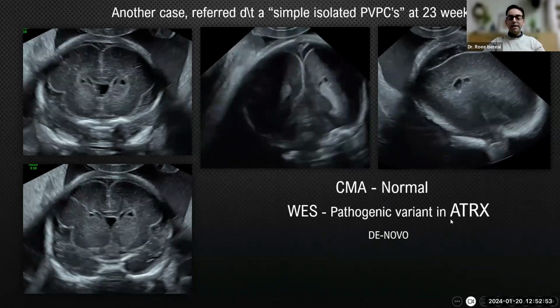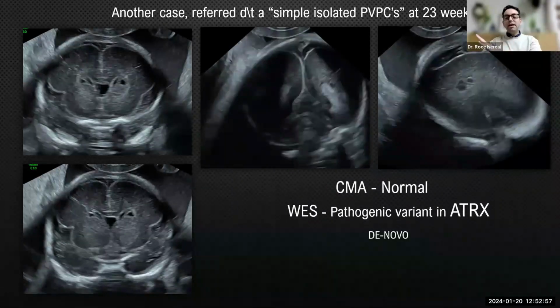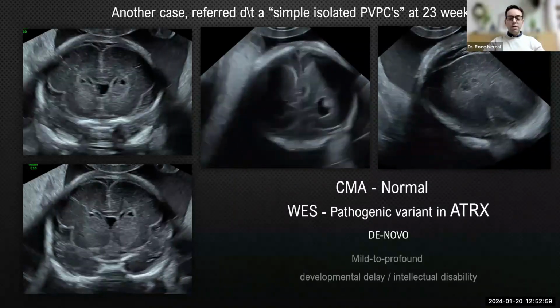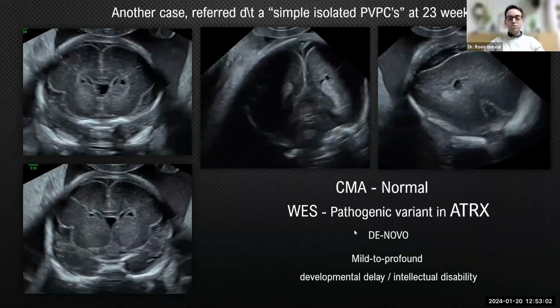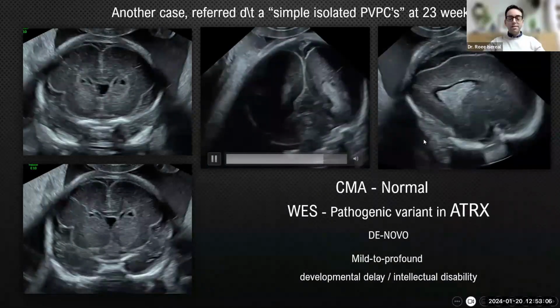and we found a pathogenic variant de novo in a gene called ATRX. This is not the ARX with the lissencephaly. This is ATRX, a different gene, which is known to be involved in developmental delay and intellectual disability, and the couple decided to go for termination of pregnancy.